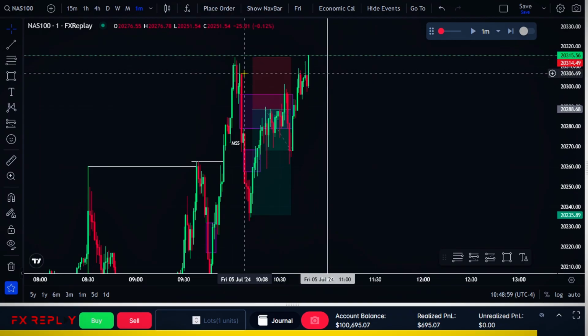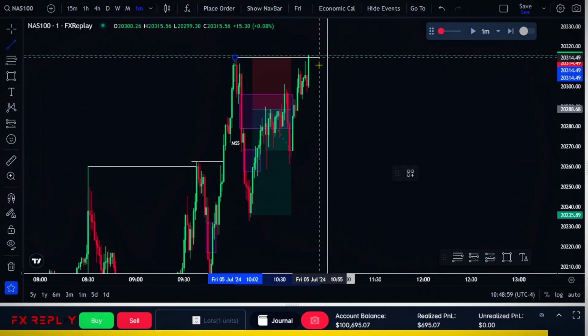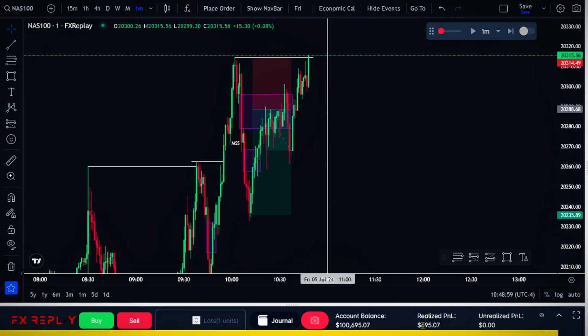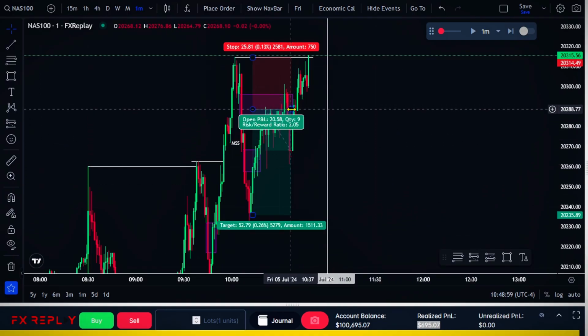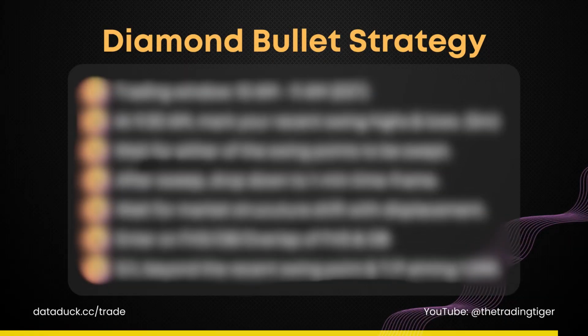Unfortunately, the price went and hit our stop loss, taking us out of the trade. Even though we lost this trade, we still made around $700. That's why this strategy is so powerful. Let's summarize all the rules in our trading plan before I share the golden indicator.